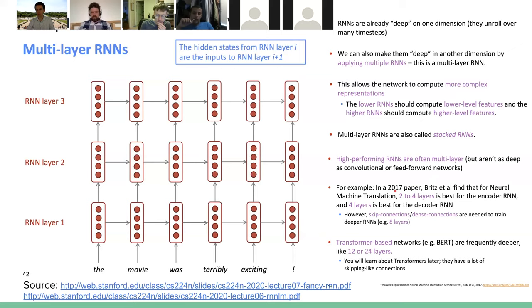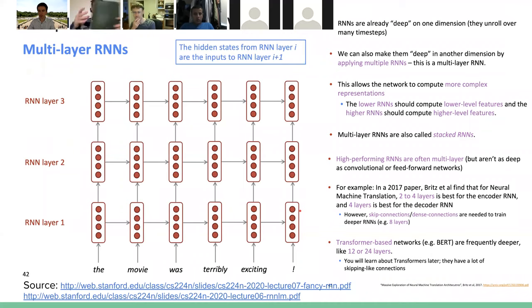So just a note on some papers: high performing RNNs are often multi-layer. It's simply because your network capacity is much higher, but also you have this hierarchical approach where you learn simple features, intermediate features, and more advanced features in your network. And some papers back in 2017 found that for machine translation, 2 to 4 layers was a good approach for an encoder and 4 layers for a decoder. And we'll see what that means.